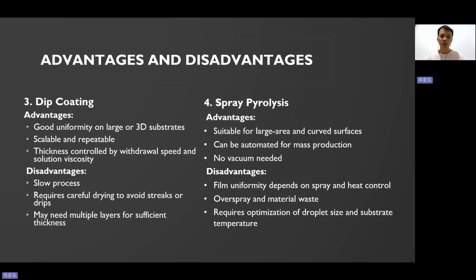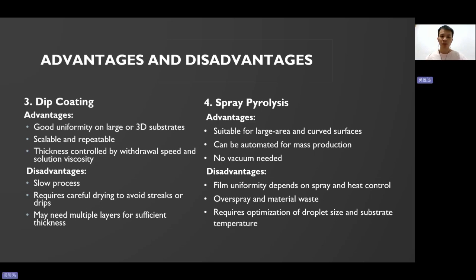3. Dip coating. Advantages. Good uniformity on large or 3D substrate. Scalable and repeatable. Thickness controlled by withdrawal speed and solution viscosity. Disadvantages. Slow process. Requires careful drying to avoid streaks or drips. May need multiple layers for sufficient thickness.